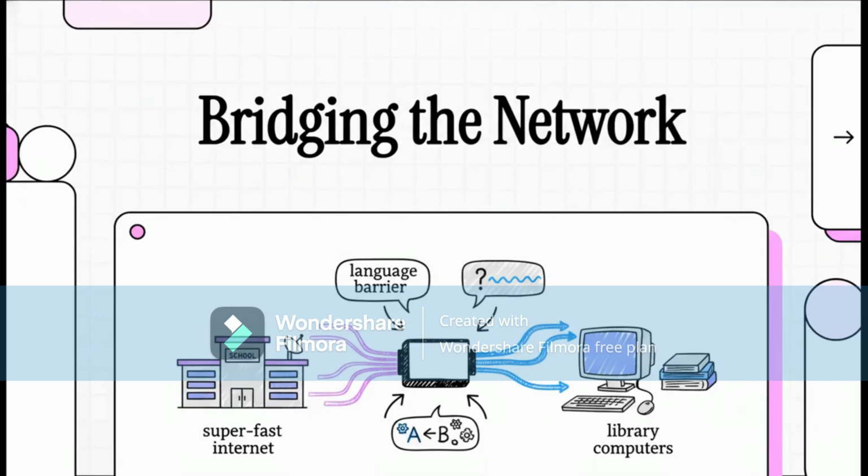Have you ever wondered how your school's super fast internet, the fiber optic stuff, can possibly connect to the older computers in the library? It's like they speak 2 completely different languages, right? Well, there's a special little translator doing all the hard work behind the scenes, and today we're going to find out exactly what it is.